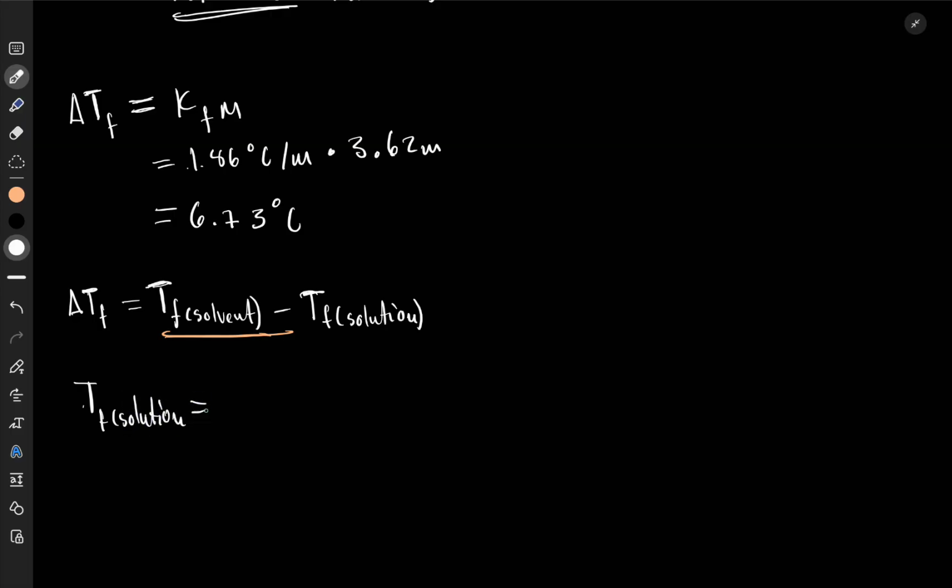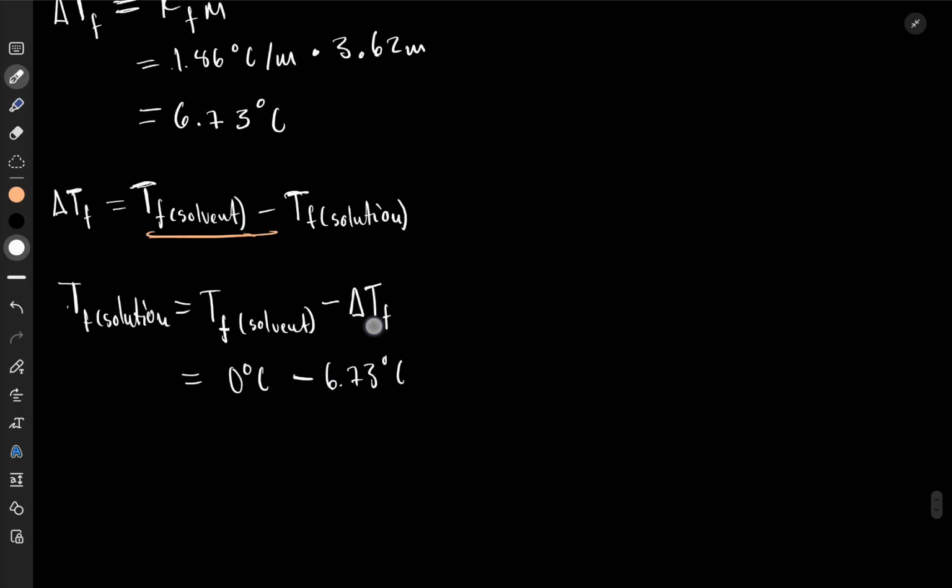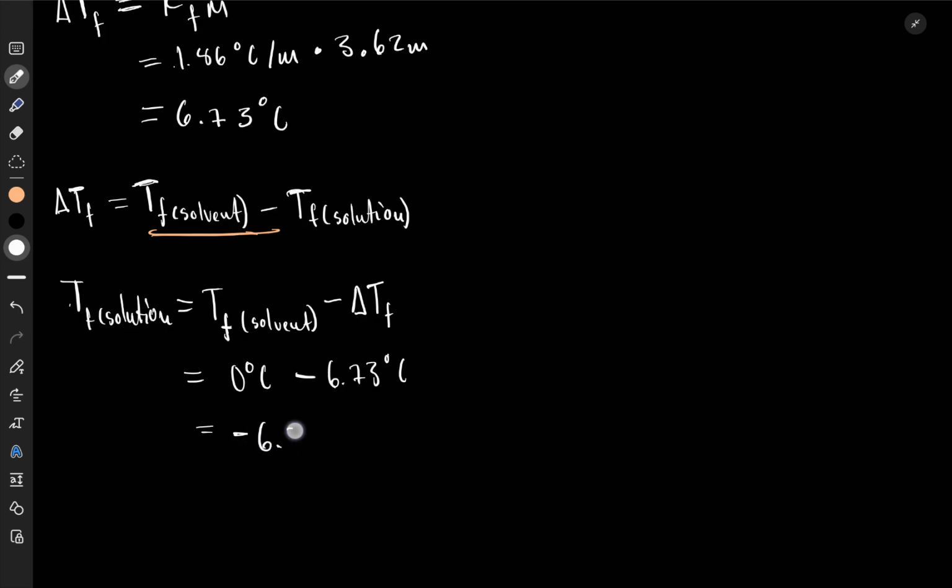It's now positive. This is going to be the freezing point temperature of the solvent, minus the change in temperature, the freezing point depression rather. The freezing point temperature of the solvent is 0 degrees Celsius, it's water, minus 6.73 degrees Celsius. And we'll get negative 6.73 degrees Celsius. So this is going to be the freezing point temperature of the solution. It has been reduced to negative 6.73. And you will be done, okay?